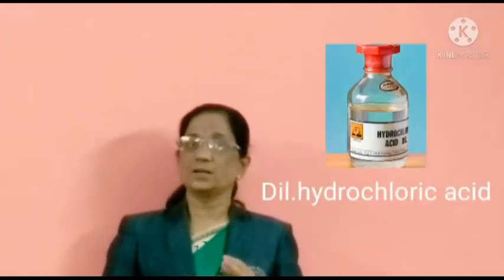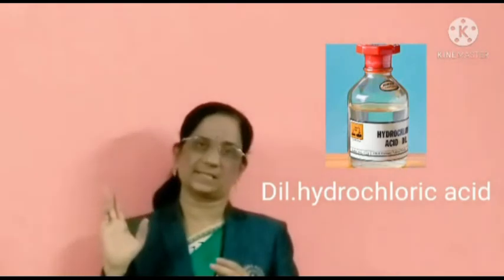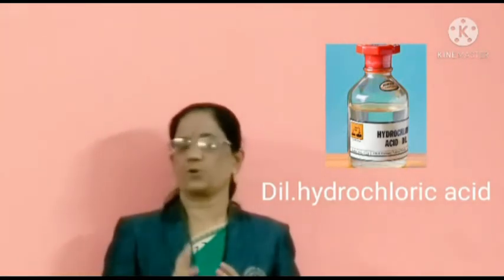Second one is the dilute hydrochloric acid. These two chemicals we are using for the preparation of carbon dioxide in laboratory. Why we prefer the marble chips, that is calcium carbonate? Because it is easily available and it is very cheap. And second one, why we prefer dilute hydrochloric acid for the preparation of carbon dioxide in laboratory?